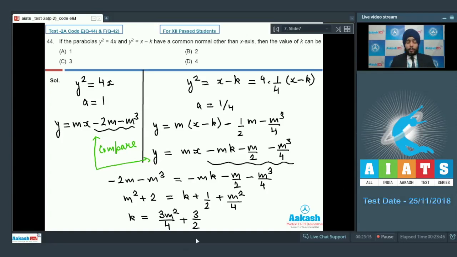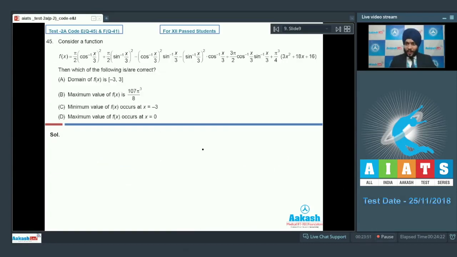Students, again we will not be able to make any further simplifications in this question. We have one equation, two variables, but the question asks me the value k can be. So you can see that k is a number which is always greater than or equal to 3 by 2. So accordingly we have to choose the options. Option number 2, 3, 4, that is B, C, D. Let us move on to 45.